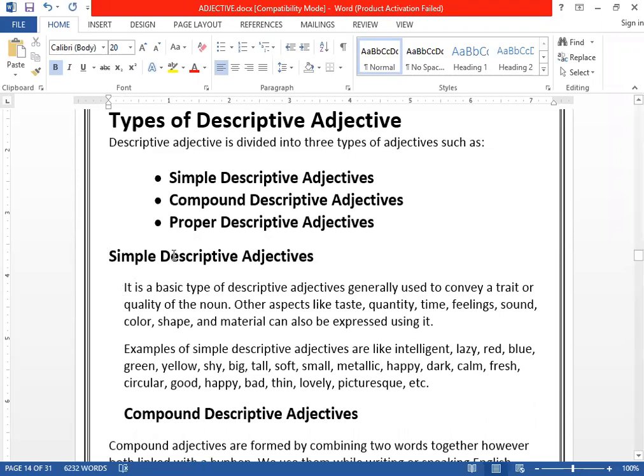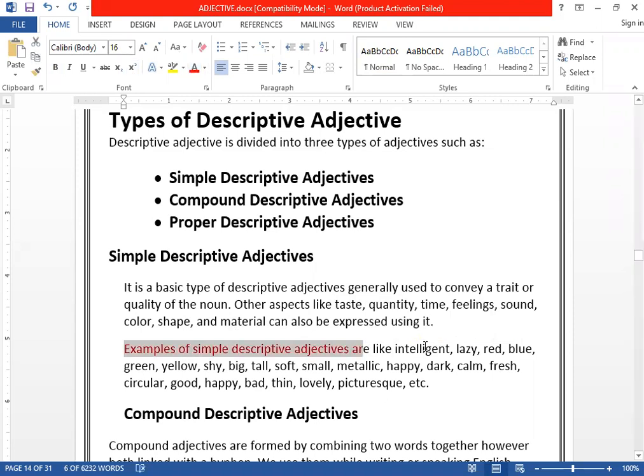So simple descriptive adjective, it is a basic type of descriptive adjective generally used to convey, clear, a trait or quality of the noun, clear. For example, these are all examples. Can you people see here down? So down we have got some of the examples, or we can say like if a noun, clear, if an adjective, it explains taste, quantity, time, feelings, sound, color, shape, material, clear, it is expressed by simple adjectives. Or we can say these are the examples. If you want to take it, simple adjectives.